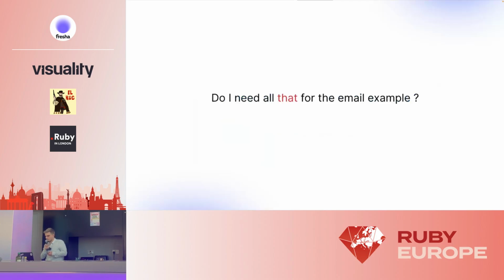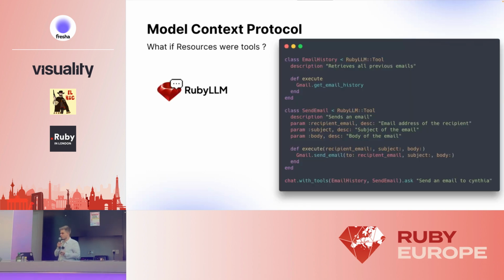Fine. But do you need all that for just that email example? Well, no. Let's look at this code from Ruby LLM. It's a nice gem that lets you create tools. So here we have the first tool, email history, that has a description that is exposed to an LLM that says retrieves all previous emails. It has a method which is called whenever the tool is needed. That method does gmail.getEmailHistory.